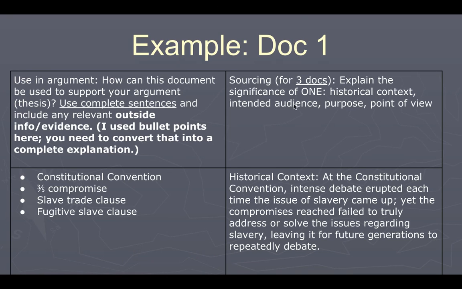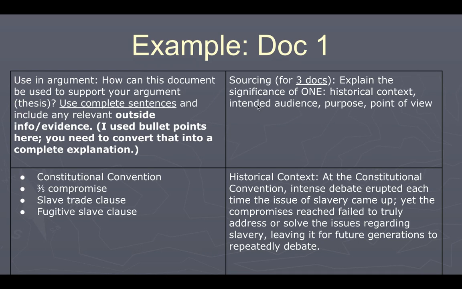Now, in regards to sourcing, I could sit here and I could go through each one, the historical context. The intended audience of this is obviously everyone in America. The purpose of this document is about, again, the whole document is about establishing a government and rules and regulations for our country. And then the point of view is from the perspective of our founding fathers. Now, all of these things obviously are important, but honestly, the historical context is the one that's going to be the most significant to my particular paper.